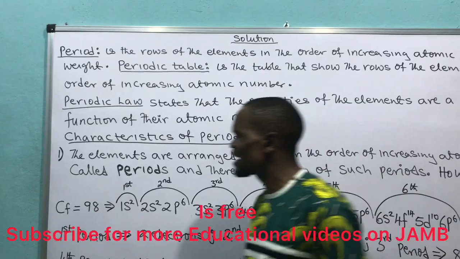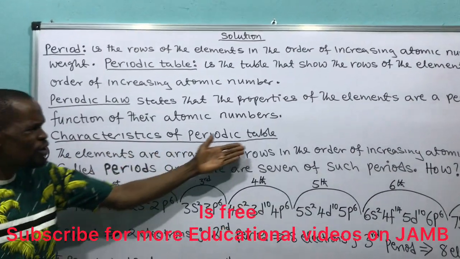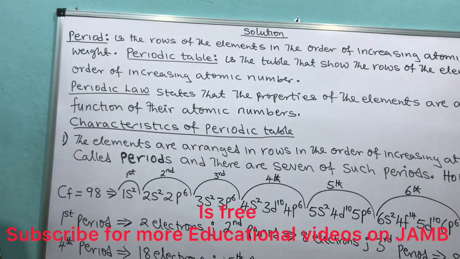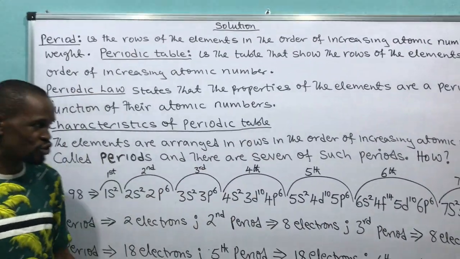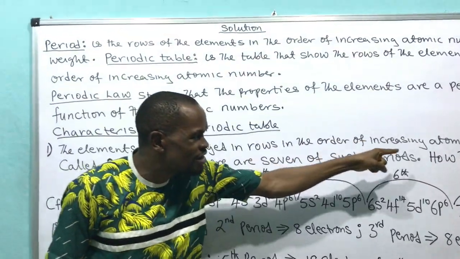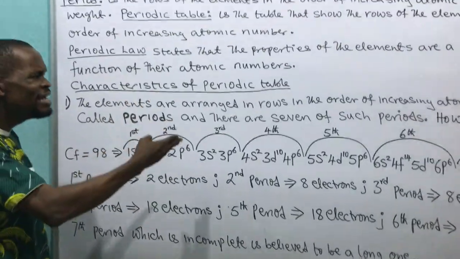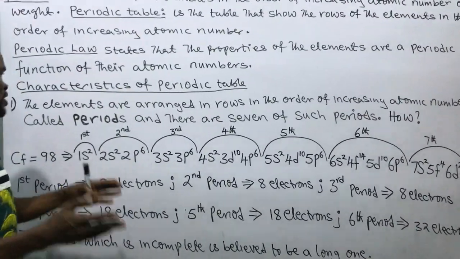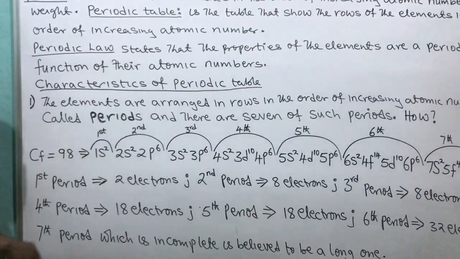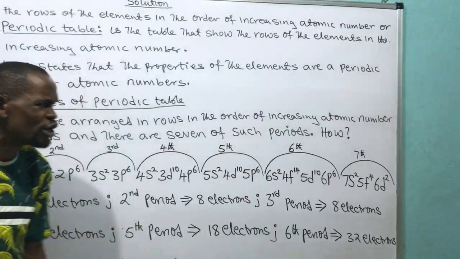Then let us look at the characteristics of the periodic table. Number 1: the elements are arranged in rows in the order of increasing atomic number, called periods, and there are 7 of such periods.